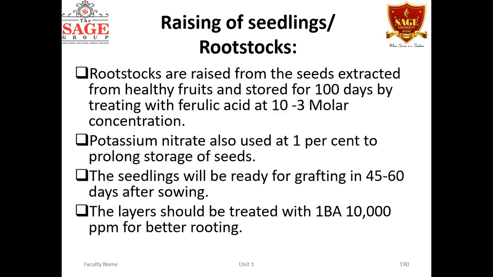For this you need some rooting media also. The media you can use in general is soil plus leaf mold or compost plus some sand. So in that way you can prepare the media on which you are going to sow the seeds.